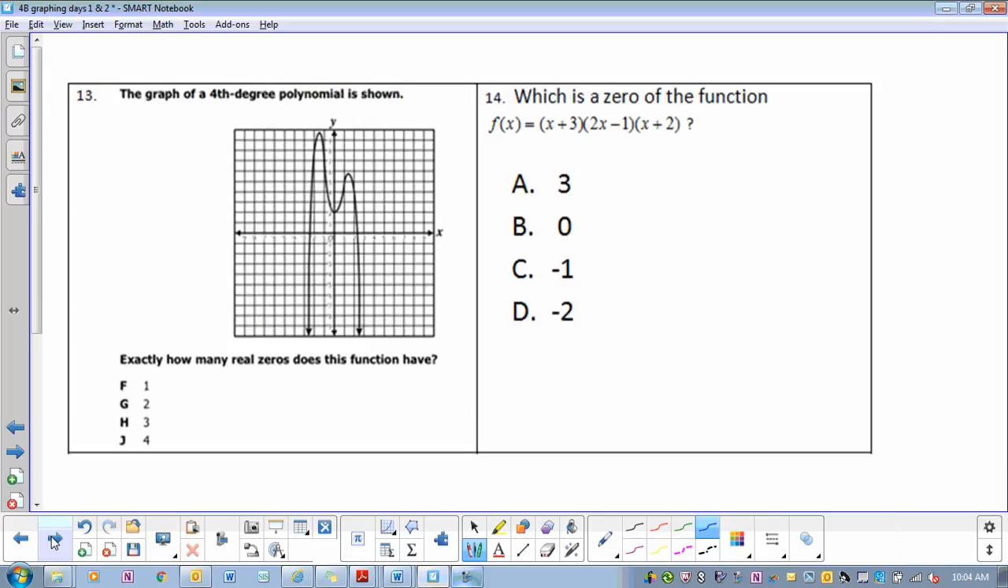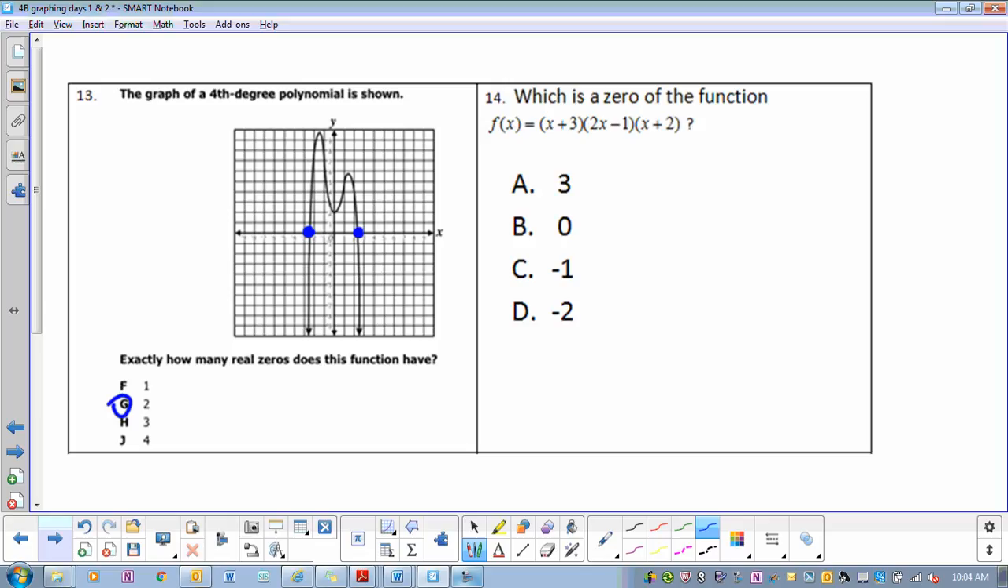It should be 3 and 4 on your paper. It says the graph of a 4th degree polynomial is shown. Well, it says exactly how many real zeros does this function have? Real zeros means x-intercepts, right? Because they're real numbers. So how many does this one have, guys? 2. It crosses here and it crosses here. It should have just 2. Okay? Which is a 0 of the function.